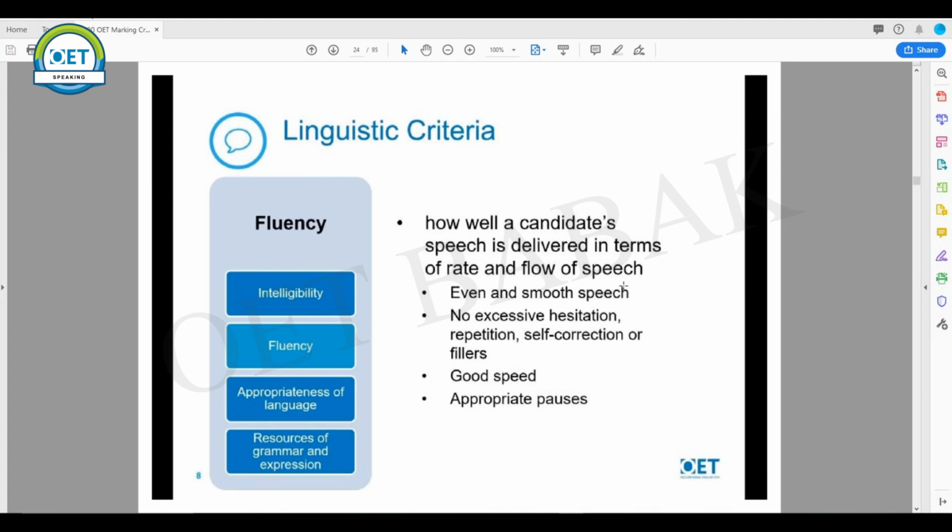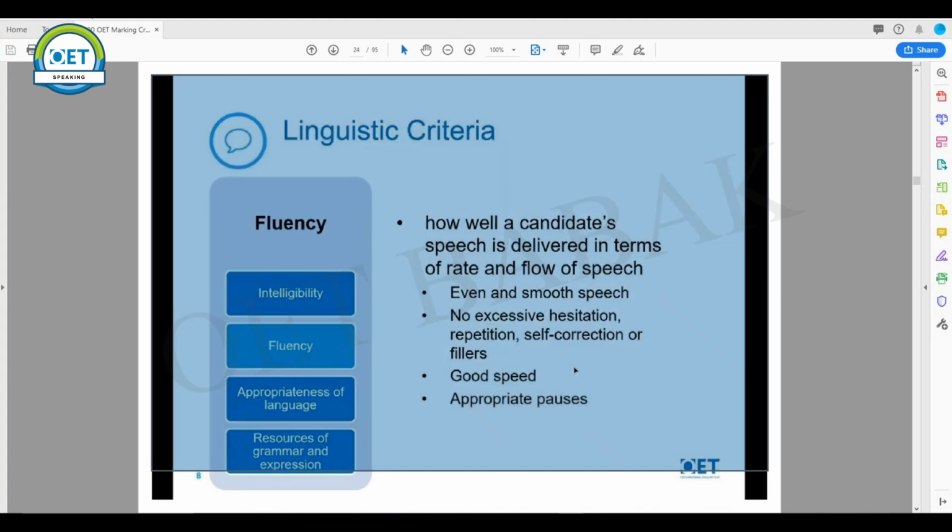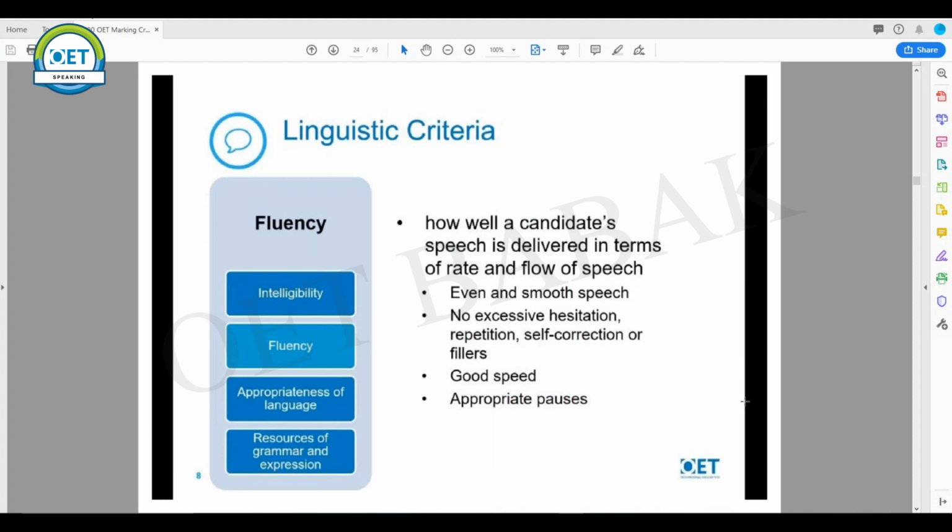Fluency. Well, obviously, fluency means even and smooth speech without much interruption, good speed and appropriate pauses. Now, there are two points here that I would like you to pay attention to. One is appropriate pauses.